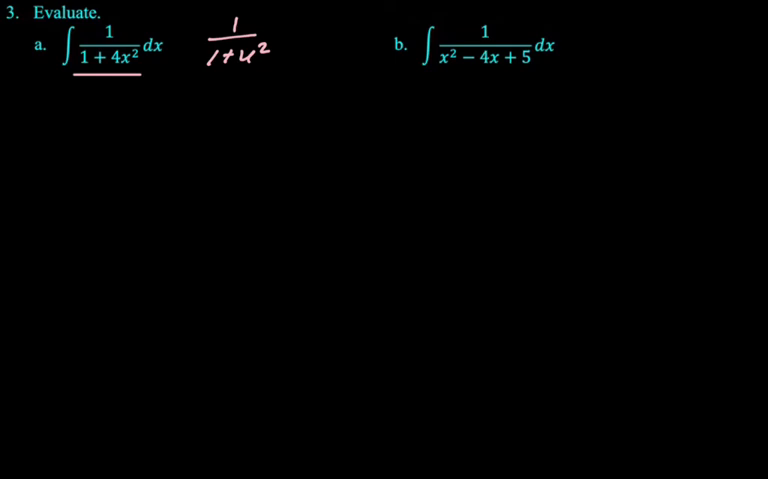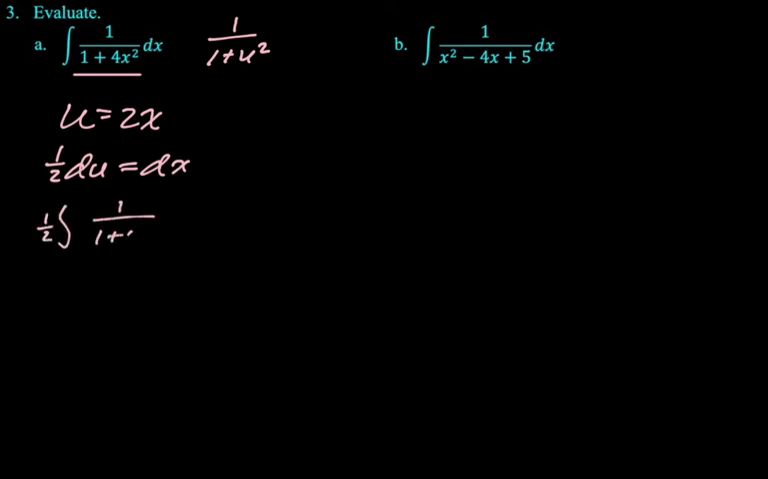4x squared is something squared. That thing would be 2x. So I think we're looking at u equals 2x here, which means 1/2 du is equal to dx. We make all of our substitutions. We're going to get the 1/2 that we'll just pull out, 1 over 1 plus u squared du. Perfect. That's 1/2 arctan of u.